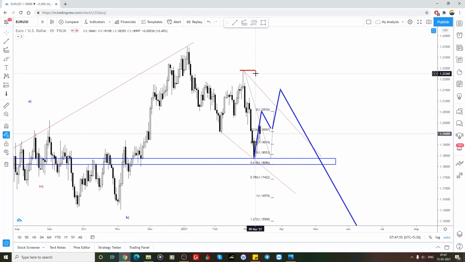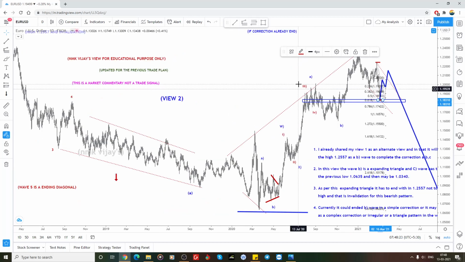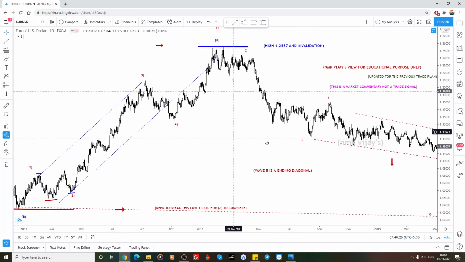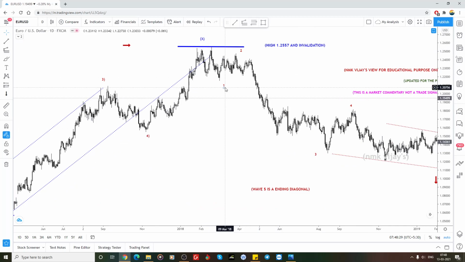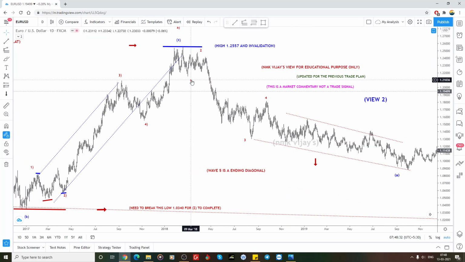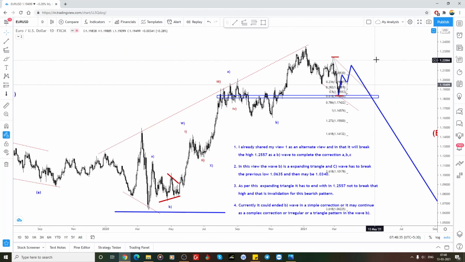Only if it breaks the high, there may be a little bit of change in my view, but it's not bullish. And if it breaks this low, that will be a leading diagonal without making the high. But before that, if it doesn't break the low but breaks this high, then a slightly different complex correction may happen. So what happened here, it's like this: ABC and again ABC, like that. A deeper correction can happen here.